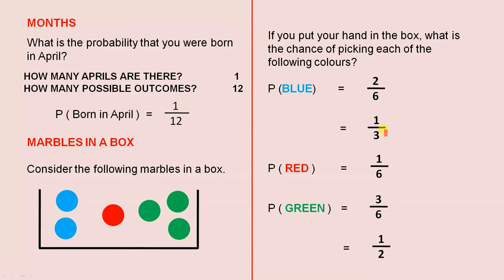2 over 6 is 1 over 3. What is the probability of picking a red? There's only 1 red, so it's 1 over 6. And what is the probability of picking a green? 3 over 6, because there are 3 greens. And that can be simplified to a half.